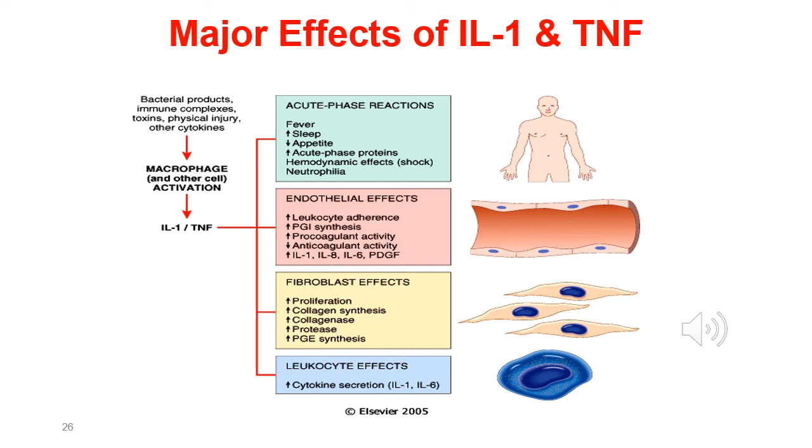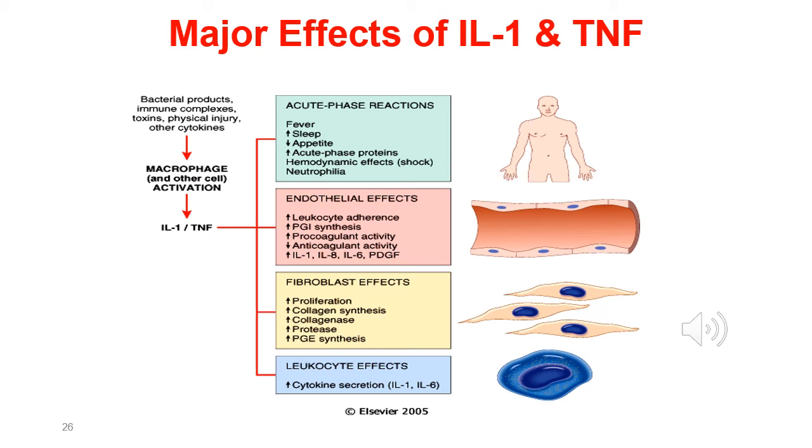Again, this diagram also summarizes the major effects of interleukin 1 and tumor necrosis factor. As we see here, the secretion of these cytokines is induced by different things like bacterial products, immune complexes, or physical injury. This will activate the macrophages or other cells to produce them. They can have acute phase reactions, which include fever, increase in sleep, decrease in appetite, and increase in acute phase proteins or reactants, and might lead to some hemodynamic effects like shock because of the vasodilatation and to neutrophilia.